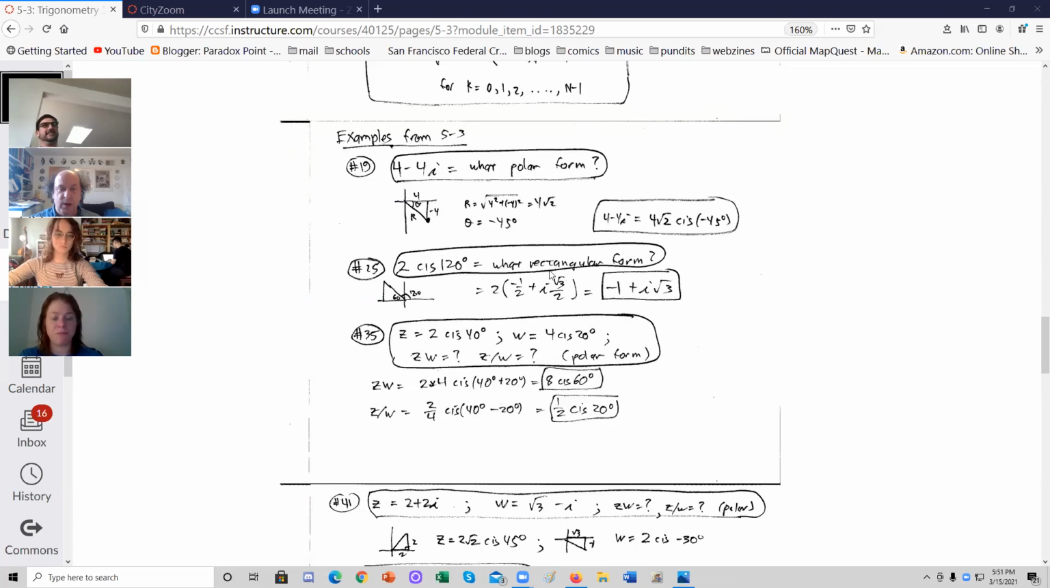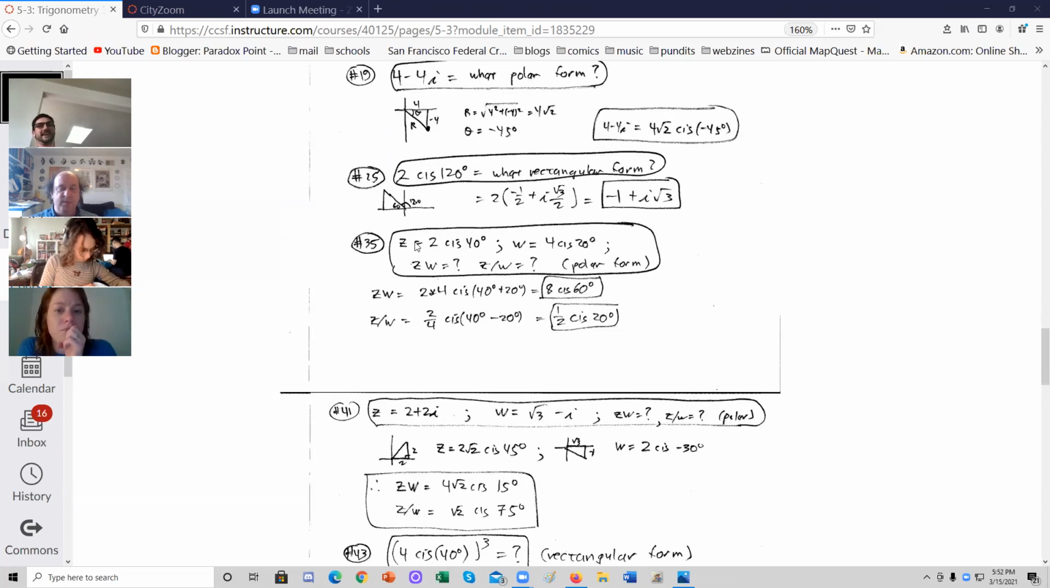Now running it backwards. 2 cis 120 degrees. What's its rectangular form? Well, 120 is 60 degrees short of 180. So you have a 30, 60, 90 triangle. And if 2 is the length of the radius, then here we have 2 cosine 60, which is 1, only it's negative 1 because it's to the left. And this will be root 3. So 2 cis 120 degrees is 2 times negative half plus i root 3 over 2, which comes out to negative 1 plus i root 3. That's the rectangular form.